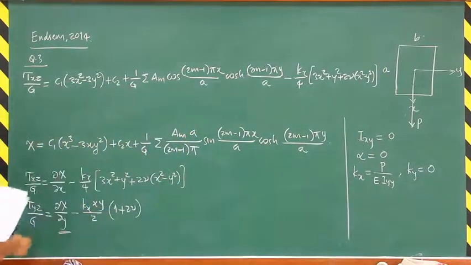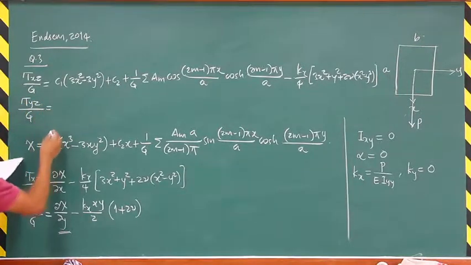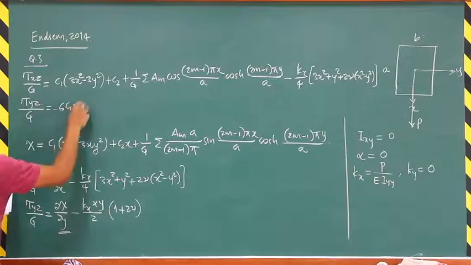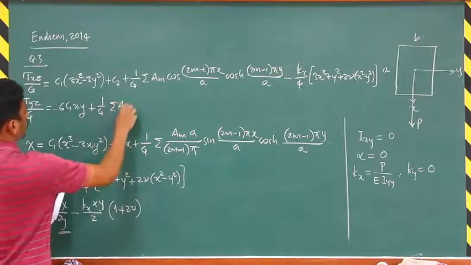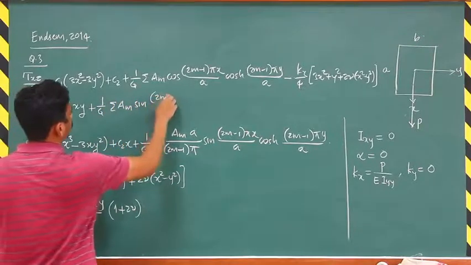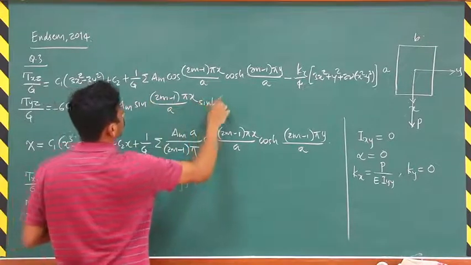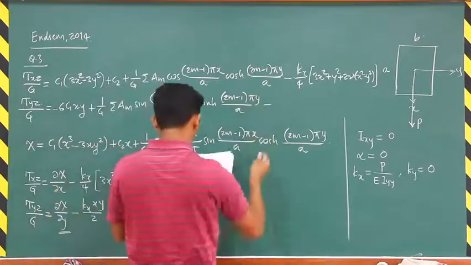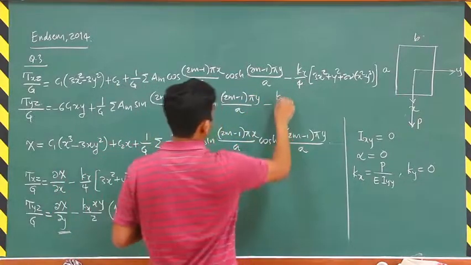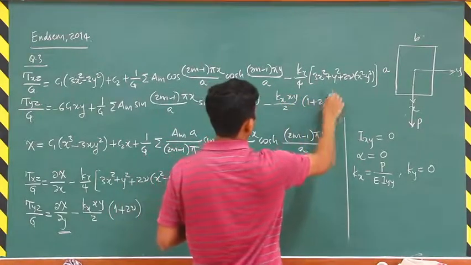And similarly, if we put this kind of relation into the second expression, we get a relation for tau yz on g, which is equal to minus 6c1xy plus 1 over g summation am sine of (2m minus 1) pi x upon a, sine hyperbolic of (2m minus 1) pi y upon a, minus an additional term we have, kx xy upon 2 times (1 plus 2 mu).